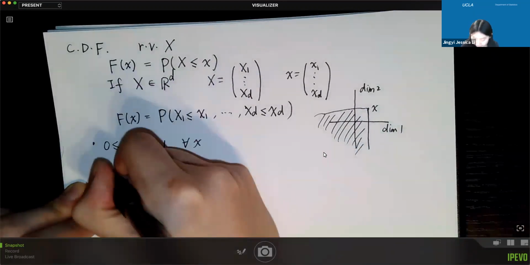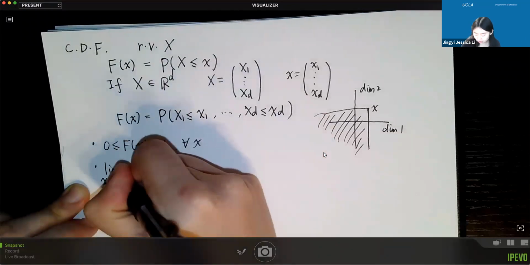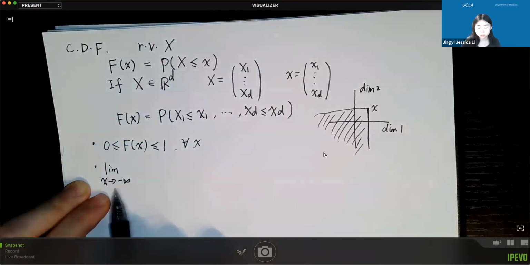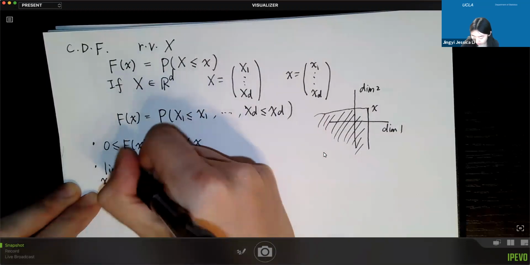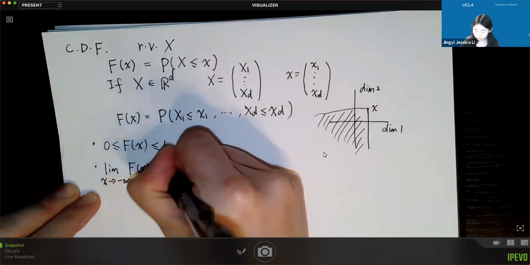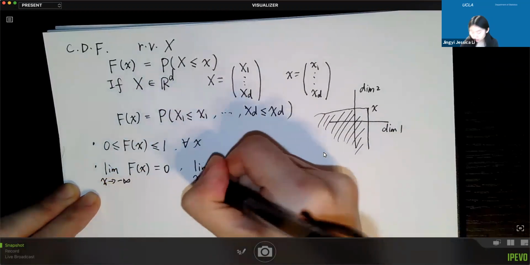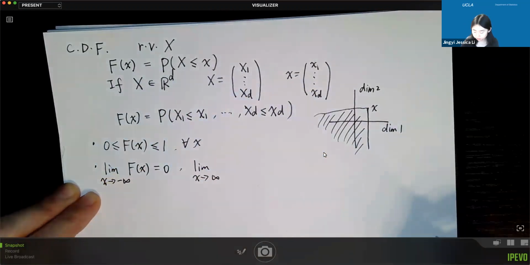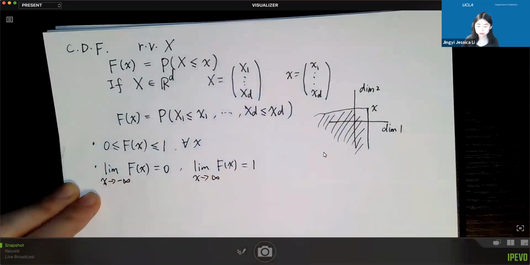So if we write it out, we let x go to negative infinity. When we use this notation, we mean that every dimension of the lowercase x is going to negative infinity. Then F(x) is going to 0. And if we let every dimension of lowercase x go to positive infinity, F(x) is going to 1. That's the second property.